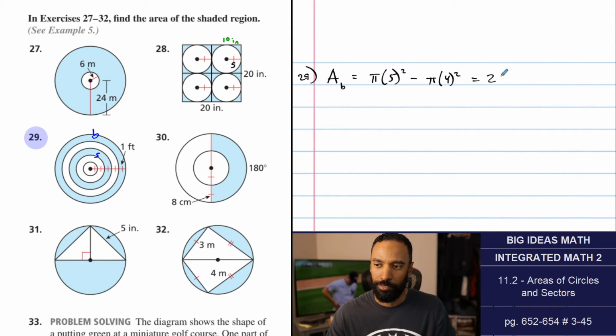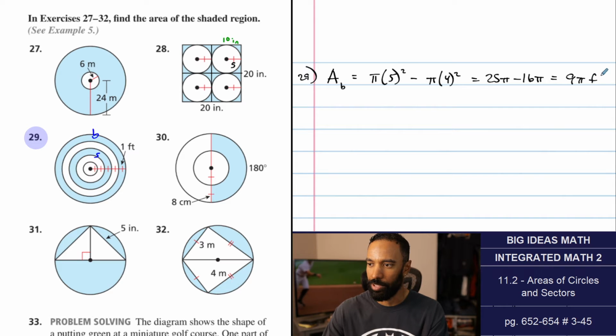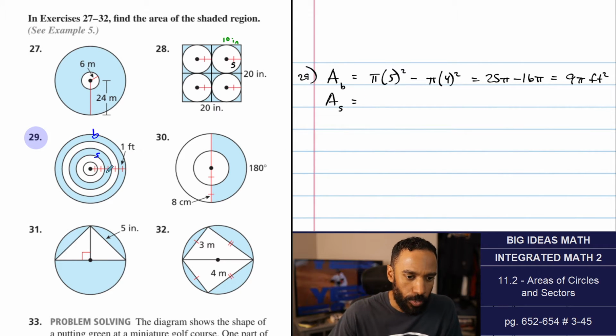And that'll be 25 pi minus 16 pi, which is 9 pi square feet. So that's the area of the big. The area of the smaller arc strip thing, whatever, that's a radius of, I think, 3.